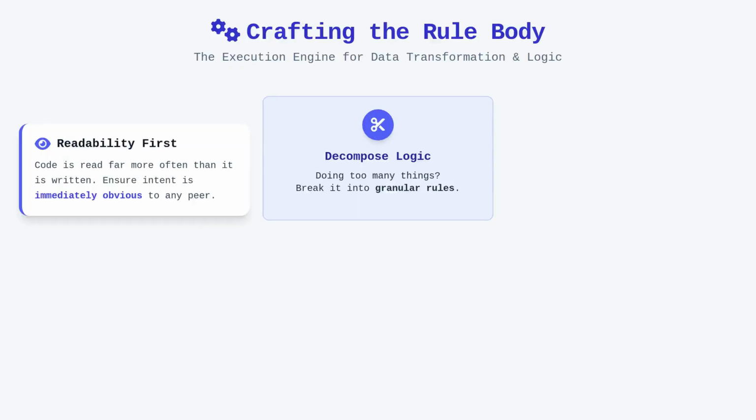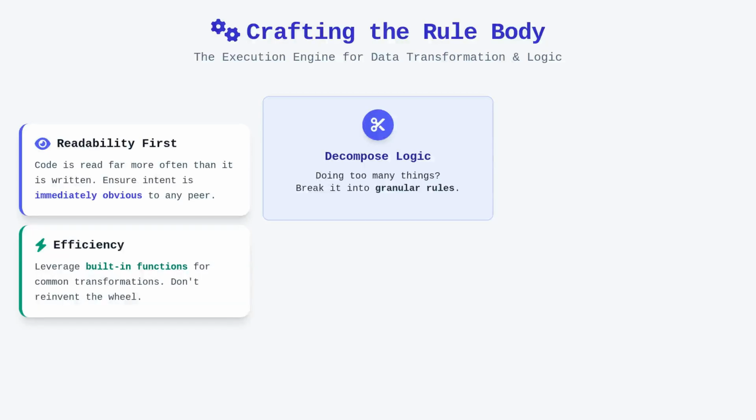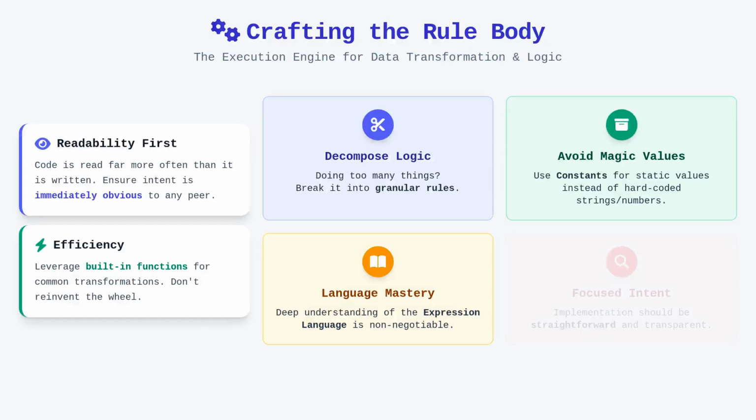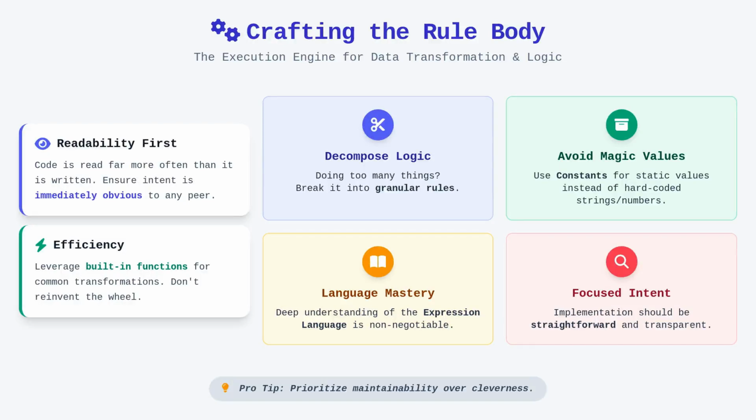Remember that readability is a primary concern in software delivery, as code is read far more often than it is written. Use constants for static values to avoid magic numbers or strings, and leverage built-in functions to perform common transformations instead of reinventing the wheel. The goal here is to create an implementation that is so straightforward that its intent is immediately obvious to any peer.